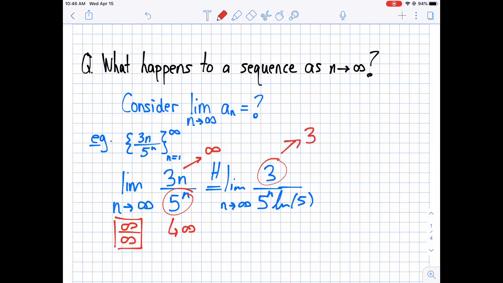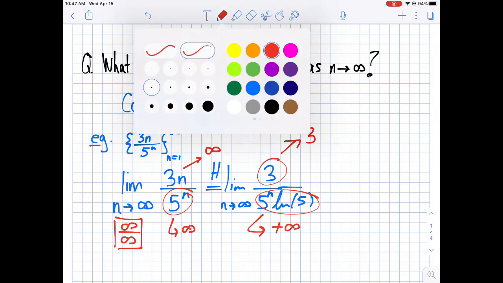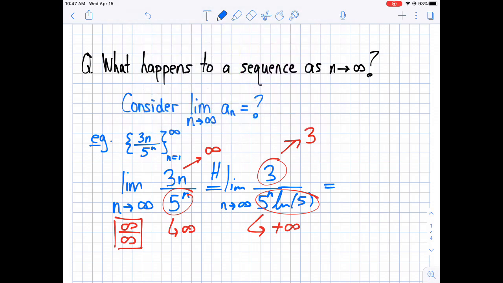Now we can recognize that our numerator is constant, it's just going to approach 3, but our denominator is not constant, it is still going to go to infinity. So this whole thing is a constant, in this case 3, divided by an ever-increasing denominator, and this whole thing is just going to go to 0. So for this one, the terms in our sequence are going to be getting infinitely small as n approaches infinity, because we know that the terms approach 0.